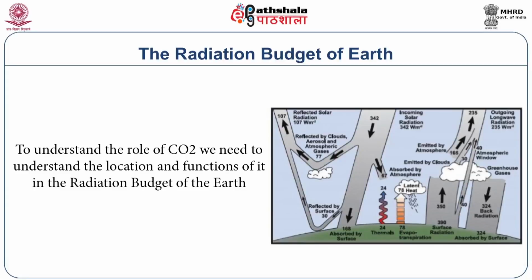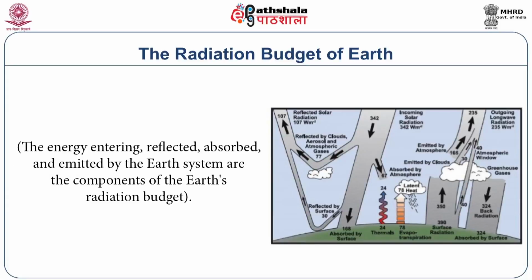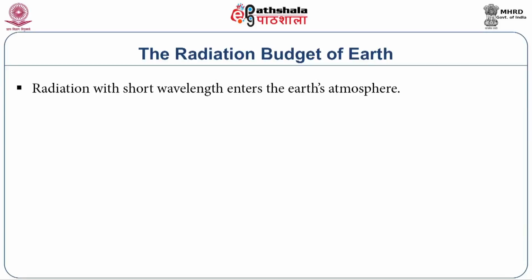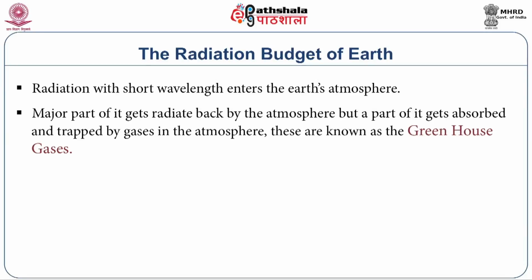The radiation budget of the earth. To understand the role of CO2, we need to understand the location and functions of it in the radiation budget of the earth. The energy entering, reflected, absorbed and emitted by the earth system are components of earth's radiation budget. Radiation with short wavelength enters the earth's atmosphere. Major part of it gets radiated back by the atmosphere, but a part of it gets absorbed and trapped by gases in the atmosphere. These are known as greenhouse gases.